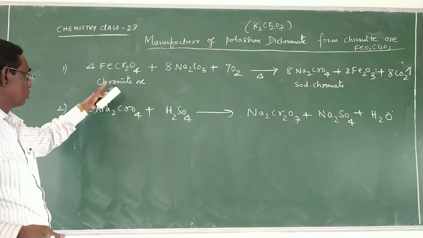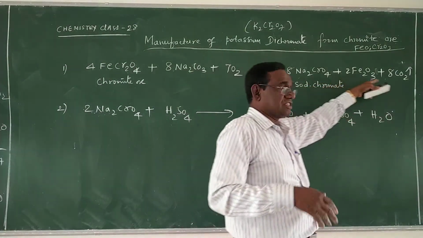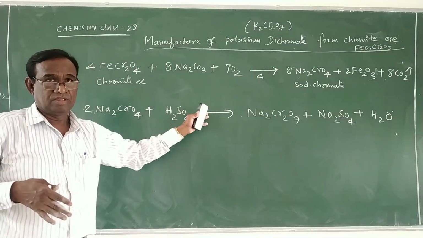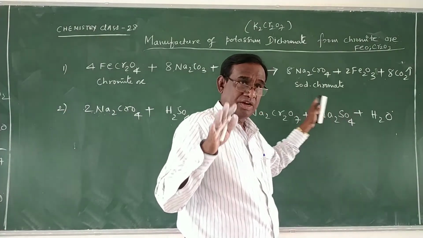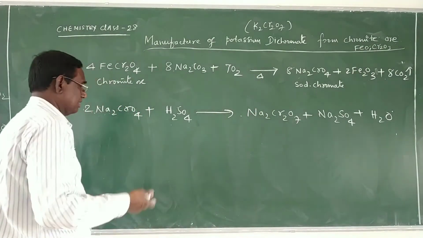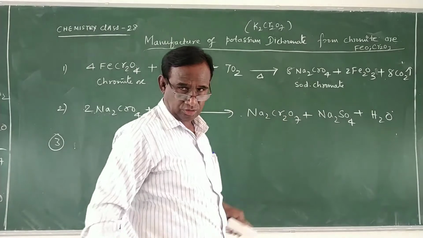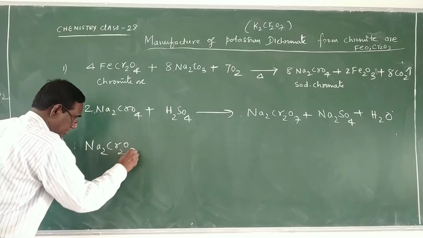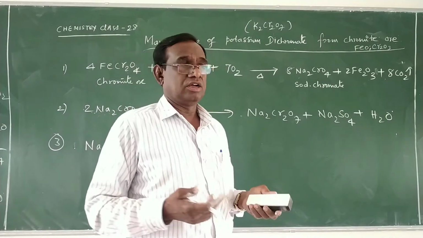In the first step, chromite ore is fused with sodium carbonate solution and heated with extra air so that sodium chromate is obtained, and impurities are filtered off and the sodium chromate solution is taken. Again it is acidified with sulfuric acid, so that the sodium chromate solution is converted into sodium dichromate, Na2Cr2O7 plus Na2SO4 plus H2O. And then in the third step, this sodium dichromate solution is taken out.